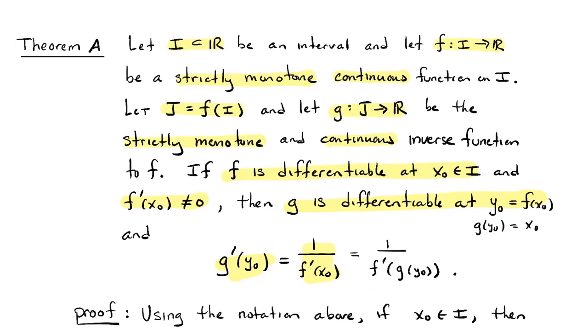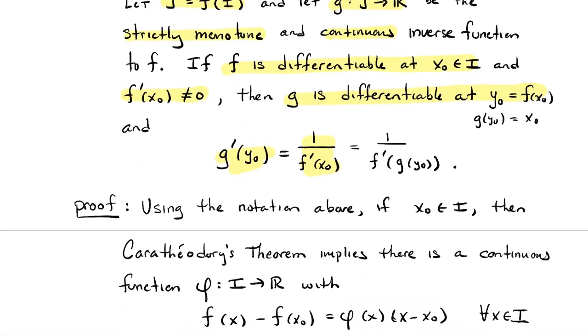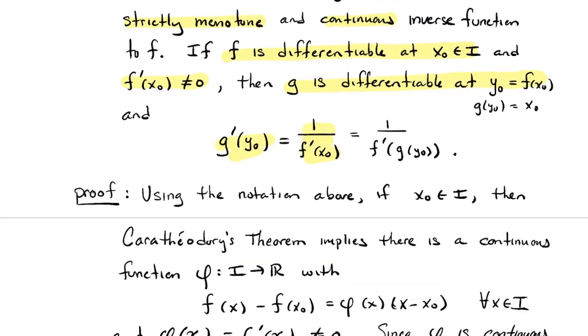Okay, so that's what I want to give a proof of, and I'm going to use the Carathéodory condition to do it. So using the statement of the theorem to set the notation, I know what f is, I know what g is, I know what I'm assuming about them. Let's pick some point, x naught in the interval. f is differentiable at x naught, so let's bust out Carathéodory.